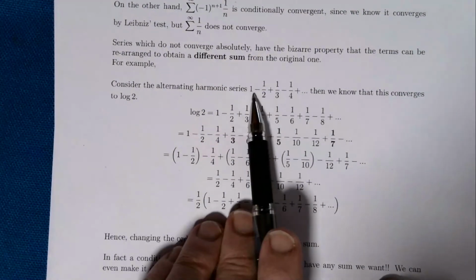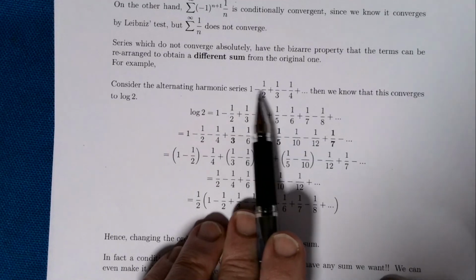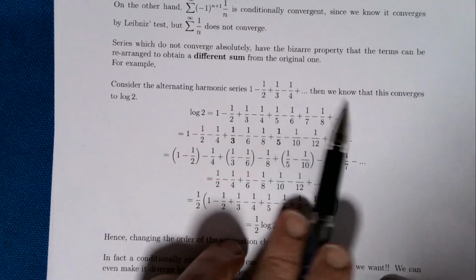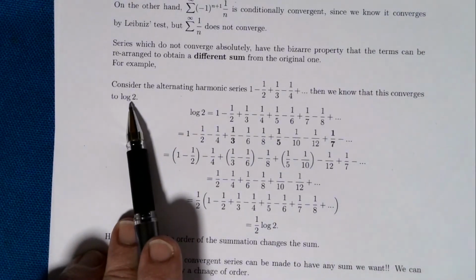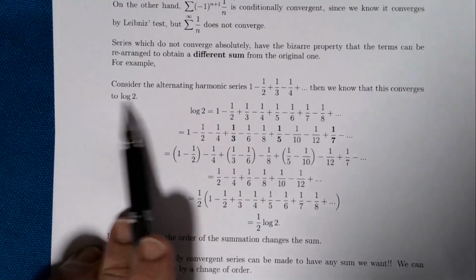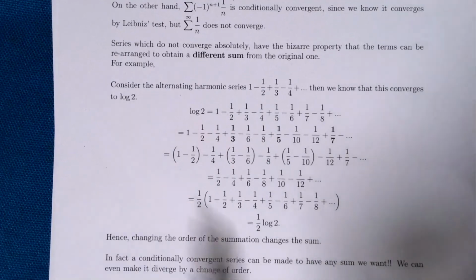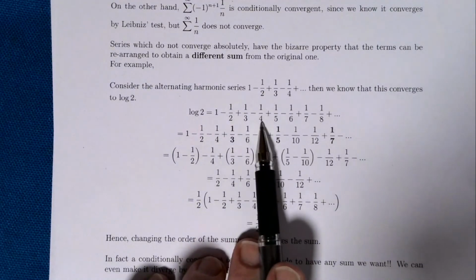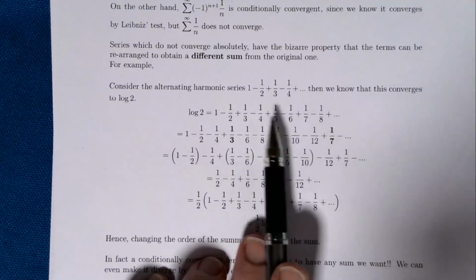So here's our alternating harmonic series, 1 minus a half plus a third minus a quarter plus and so on. And we know that this converges to log 2. We haven't proven that, but I've told you that's what it does. So that means log 2 is equal to 1 minus a half plus a third minus a quarter plus a fifth and so on.